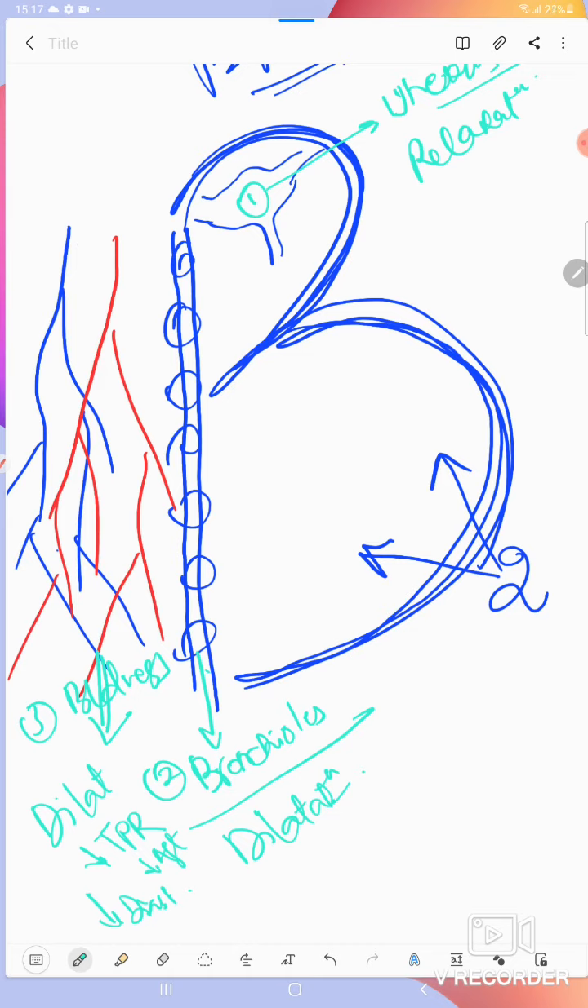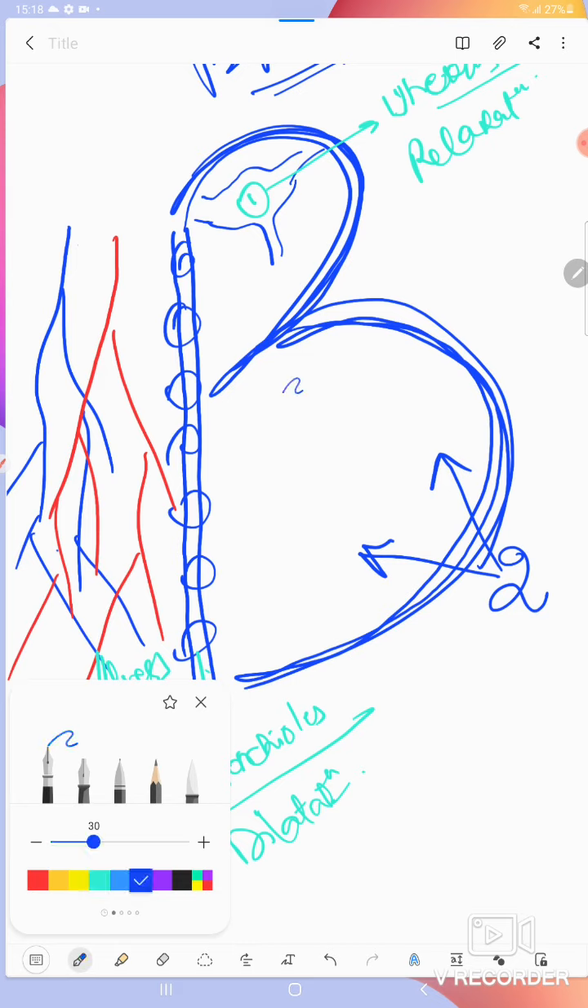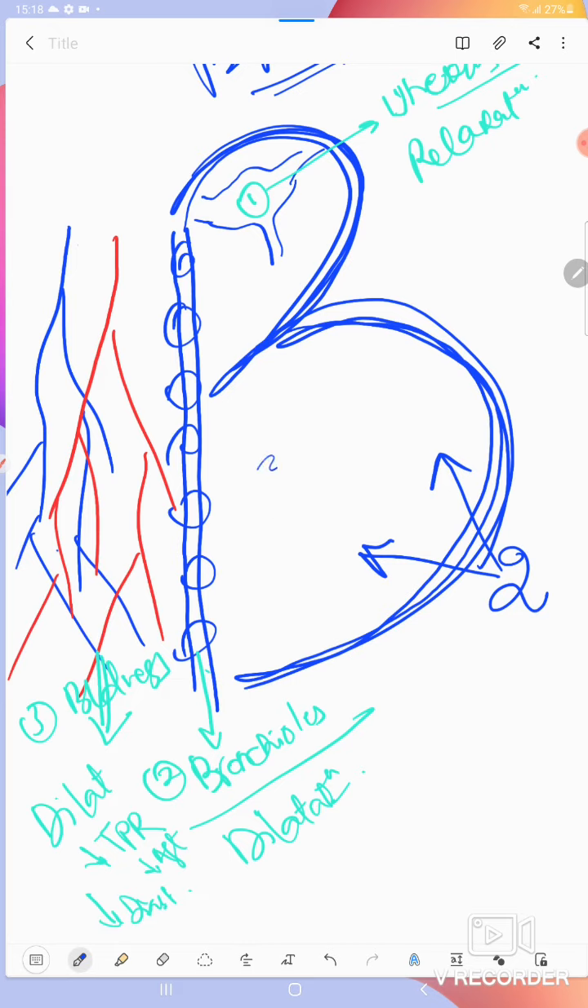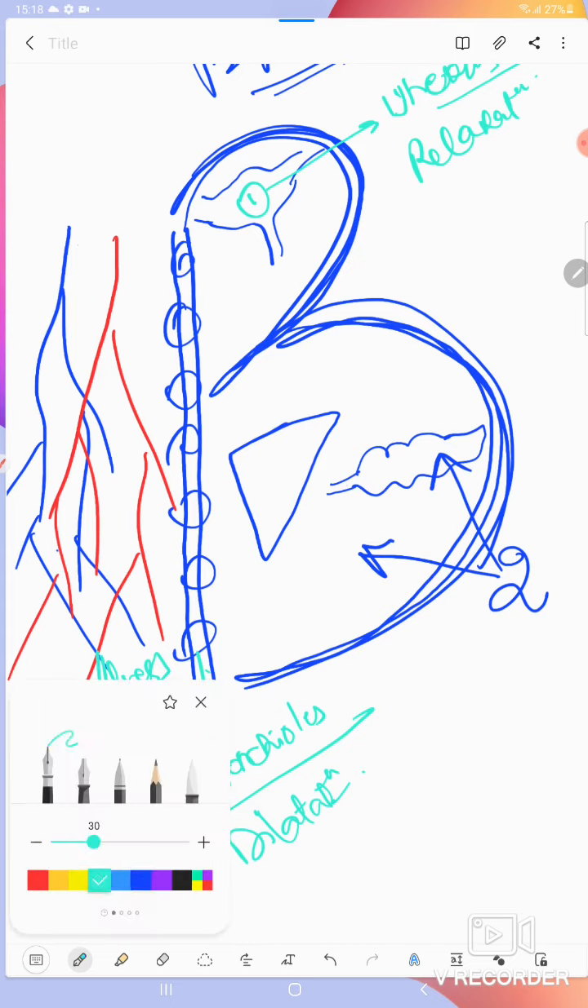Now we have the next location. Here we have two organs, which we forgot just now. So here I'll just draw the two organs. First is my liver, and then you have the pancreas. These are the two organs where you also have the beta 2 receptors.